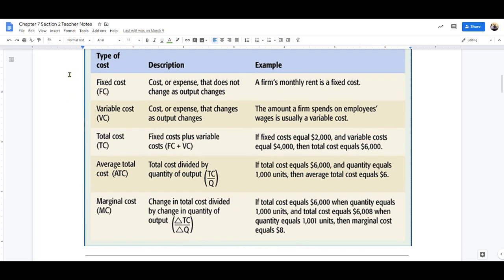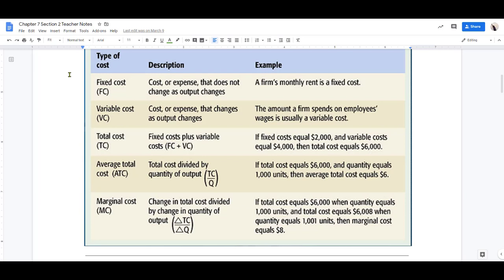So there are 5 different kinds of costs that businesses have to deal with. There's fixed, variable, total, average total cost, and marginal cost. The fixed cost is a cost that doesn't change based on the amount of output. So that means if you make 1 or you make a million, the cost stays the same. An example of this that's provided is like the monthly rent. So it's anything that a company would have contracted in advance, and then the numbers don't change.